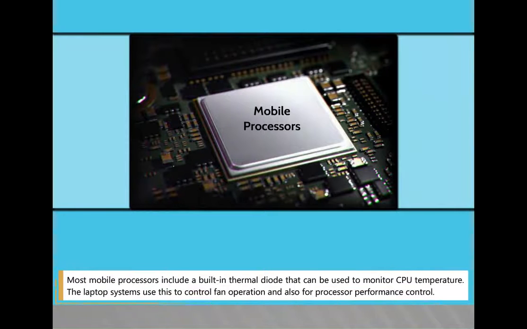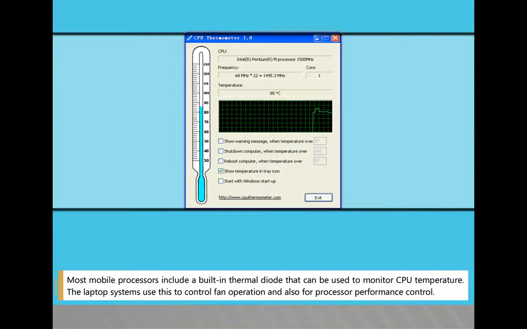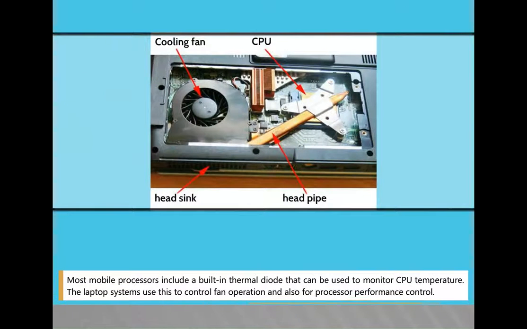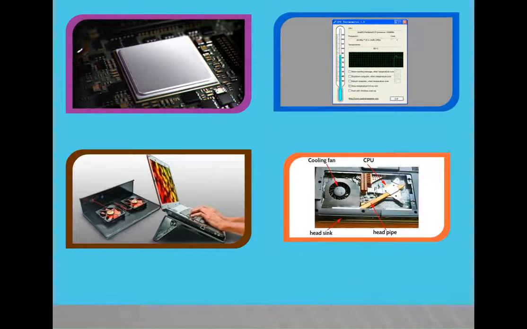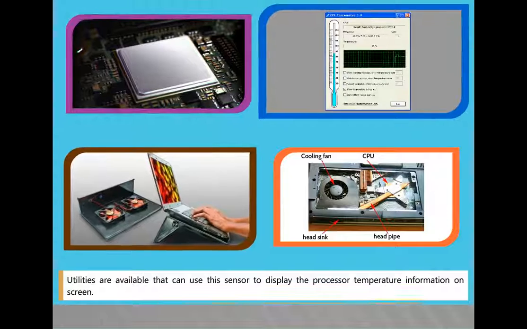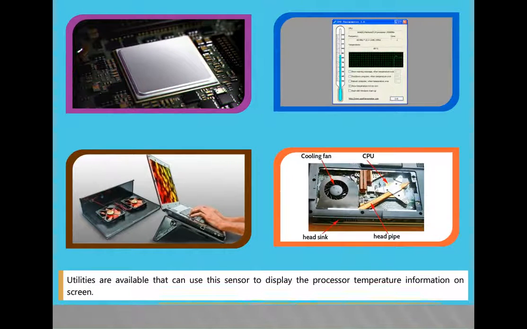Most mobile processors include a built-in thermal diode that can be used to monitor CPU temperature. The laptop systems use this to control fan operation and also for processor performance control. Utilities are available that can use this sensor to display the processor temperature information on screen.